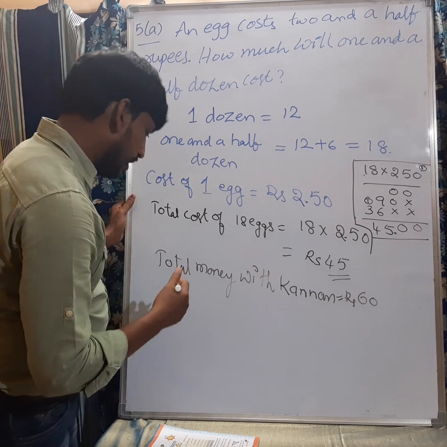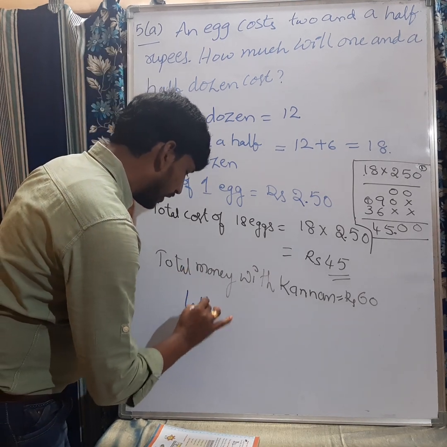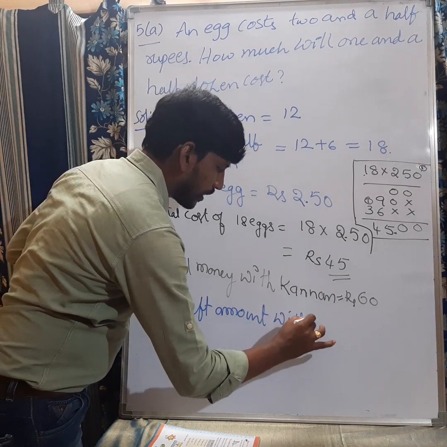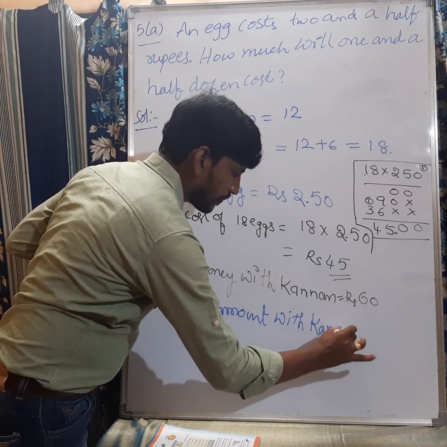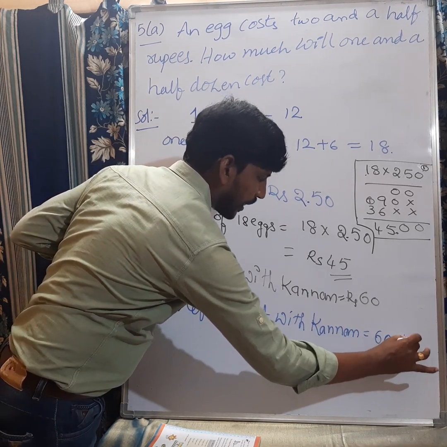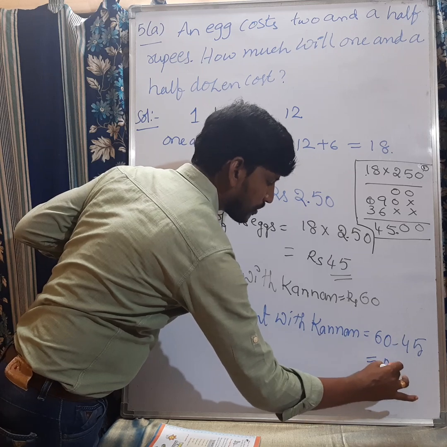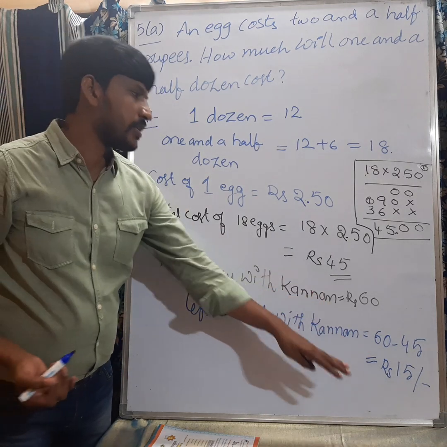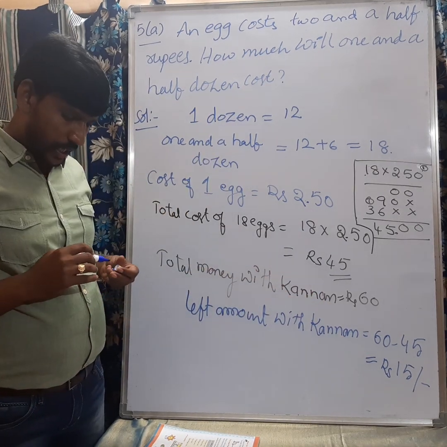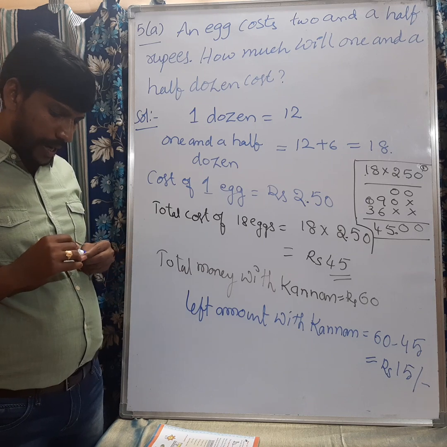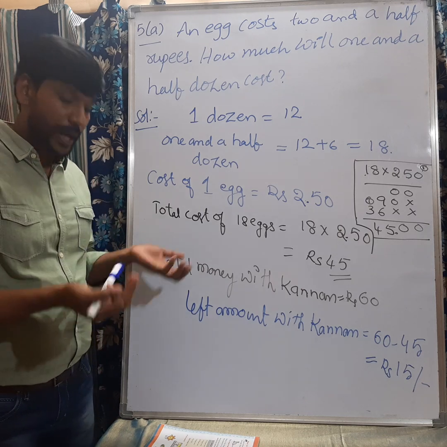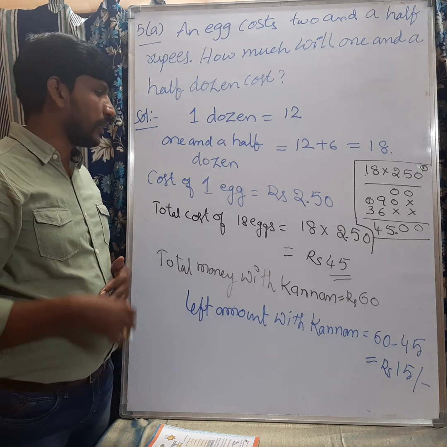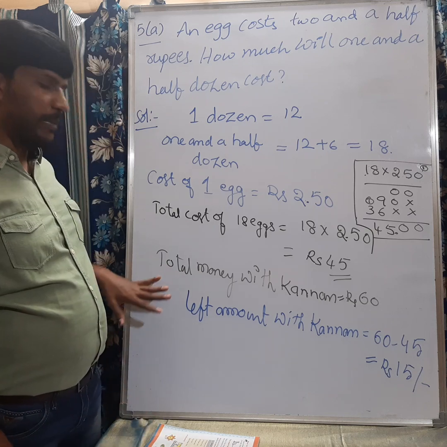He bought 18 eggs. Now the amount left with Kannan is 60 minus 45, which is equal to rupees 15. 15 rupees is left with Kannan. With this 15 rupees, he is going to buy pens. That is the second question: how many pens can Kannan buy? After buying the pens, some amount is also left with Kannan. That also we are going to find out. Clear, my dears? I hope you understood that.